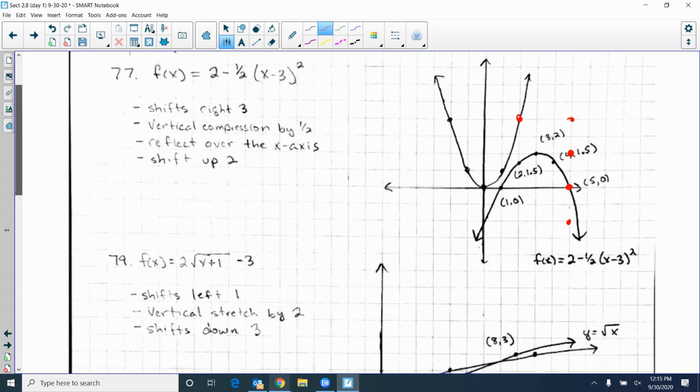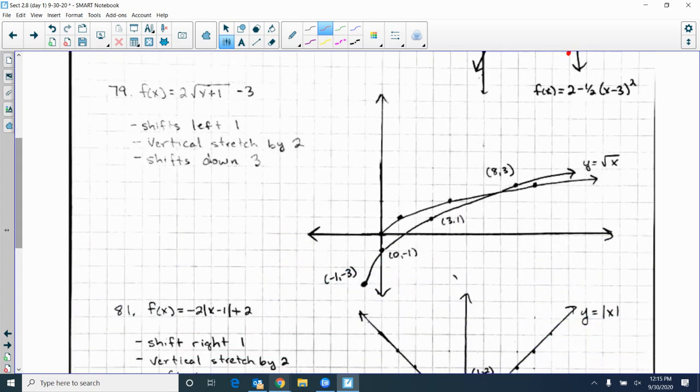So now the second one here, 79, you got a vertical stretch by 2. So if this was at 1, it'll eventually end up at 2. If this was at 2, it goes to 4. But after the shifts, we should have -1, -3, 0, -1, 3, 1, and then 8, 3 for your points. Be able to label those. It needs to be clear.